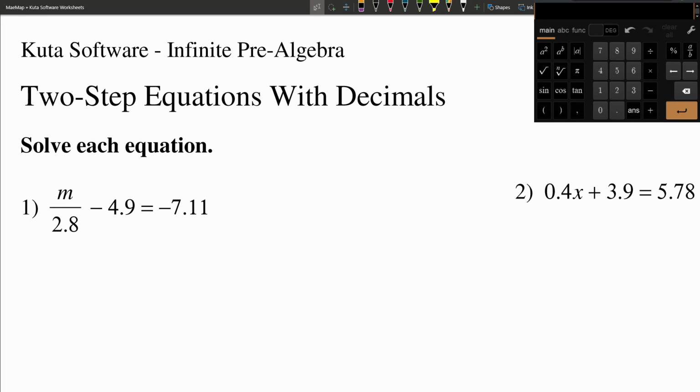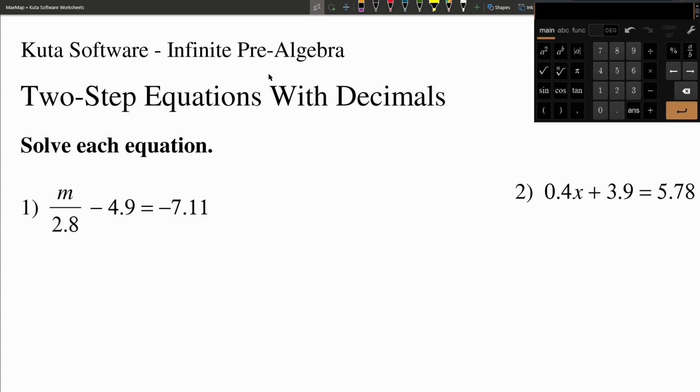In this video, we're going to complete the Kuta Software Infinite Pre-Algebra free worksheet, two-step equations with decimals. Now, this is very similar to the two-step equations with integers or the two-step equations with fractions worksheet, except now we're just working with decimals. So let's dive into number 1, where our instructions are to solve each equation.